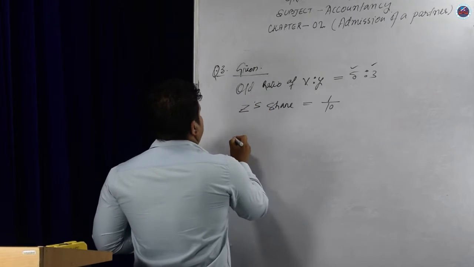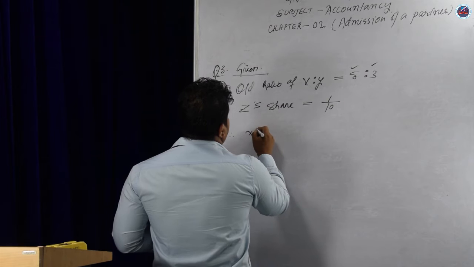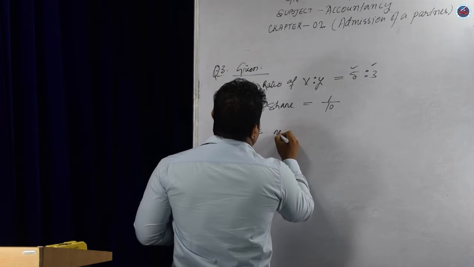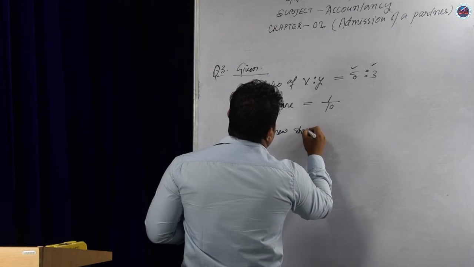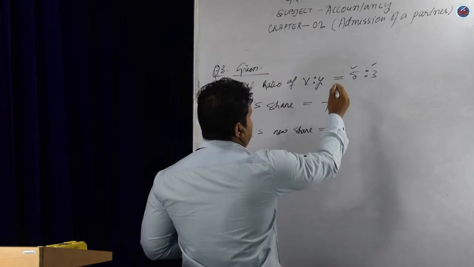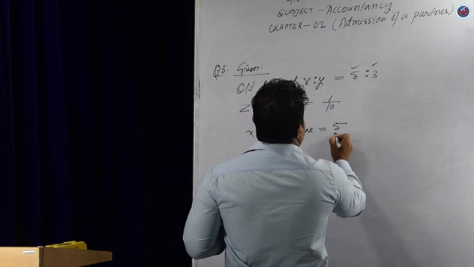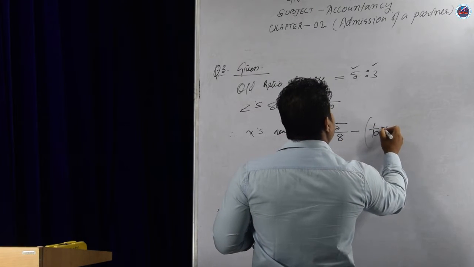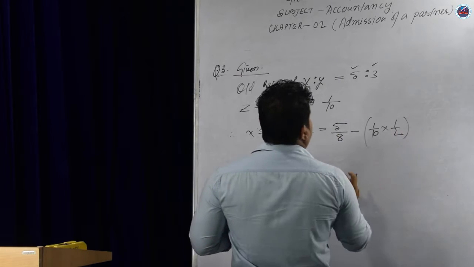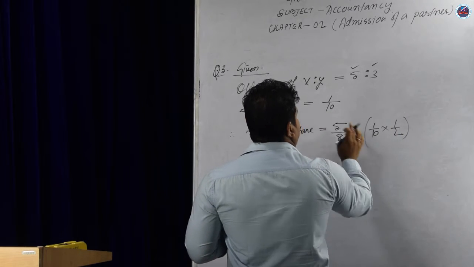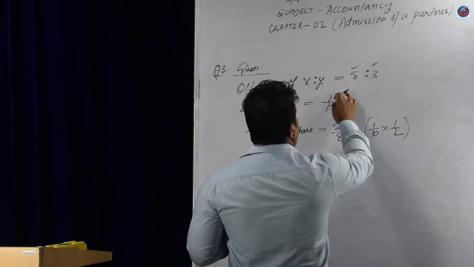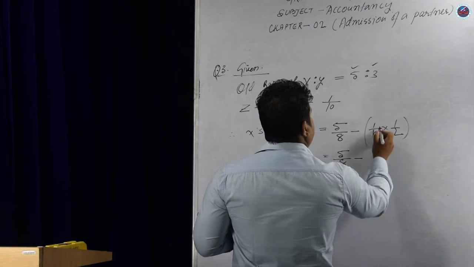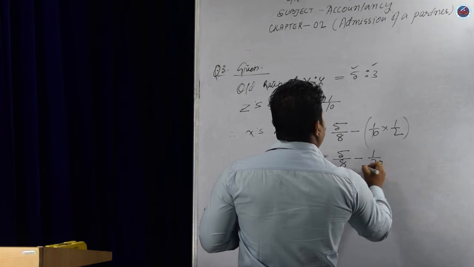Therefore, X's new share will be X's old share 5 by 8 minus what he will give, 1 by 10 into half. 1 by 10 is Z's share, and X will give half of 1 by 10. So how much is the remaining amount? 20.